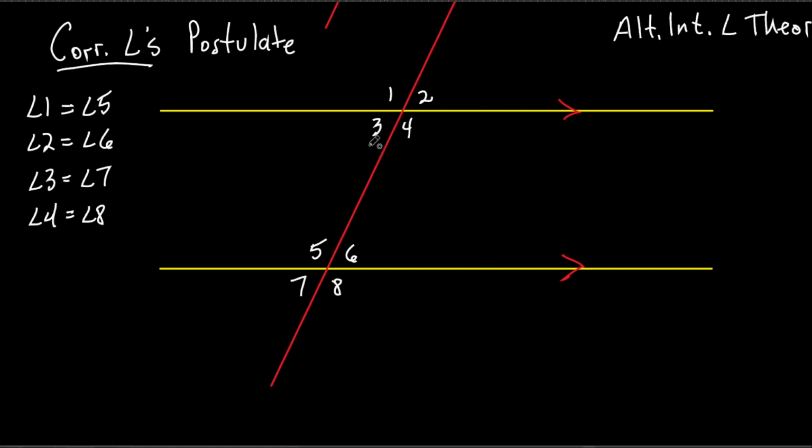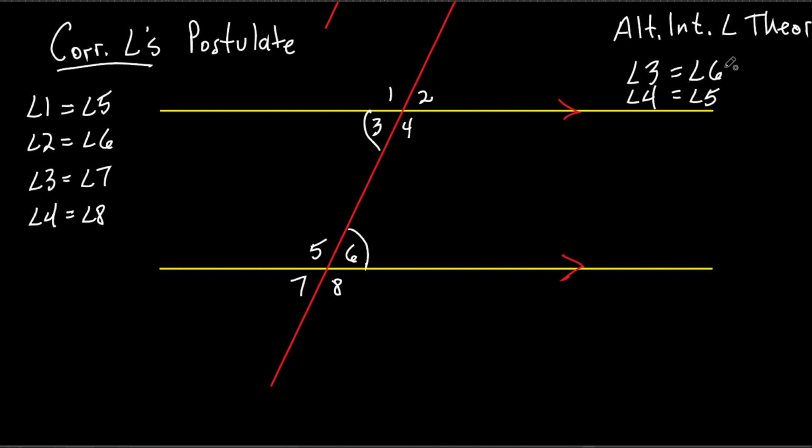Okay? So what are the alternate interior angles? 3 and what else? 6. That's right. So they're not just alternate interior angles, but now we know that angle 3 is what? Equal to angle 6. Everybody got that? And then what else do we know on this? Angle 4 is equal to angle 5. Exactly right.